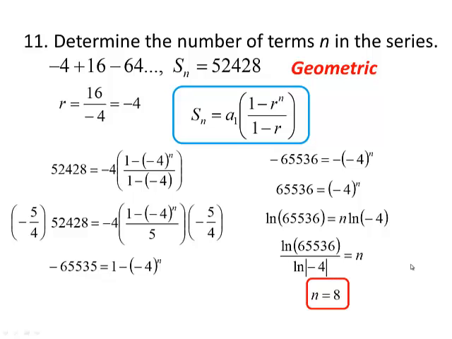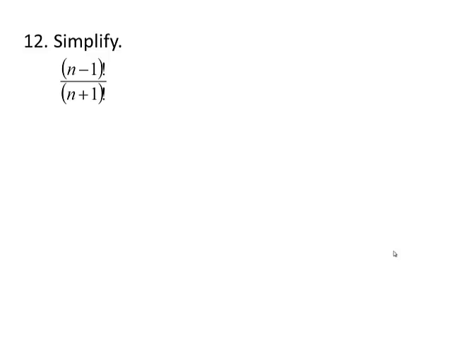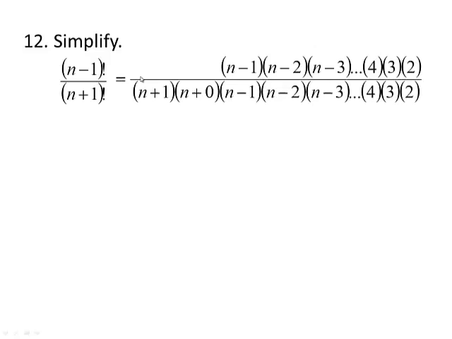Almost done. Number 12. Simplify. Okay, negative 1, n minus 1 factorial over n plus 1 factorial. Well, factorial just means we start with this number and we go all the way down to 2, or starting from 2 and going all the way to this number. So I'm going to write it all out. I'm going to start with this and take away 1 each time. So n minus 1, take away 1 is n minus 2. Take away another 1 is n minus 3. Take another one away until we get all the way down to 4, 3, 2, 1.